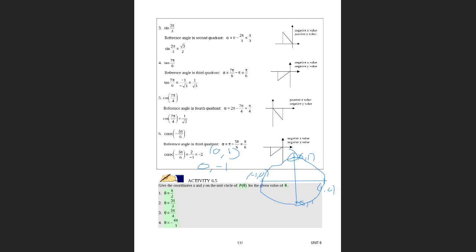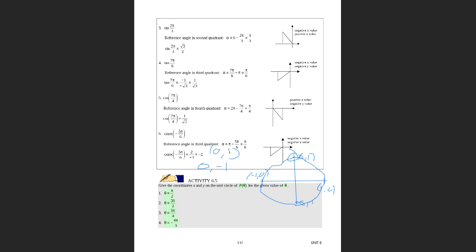3 pi over 2 is the same as 270 degrees. So is there any question with the answer for the second one? Okay, good. Now let's go to the third one.